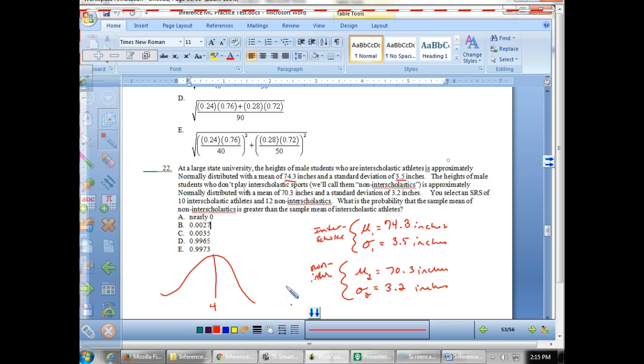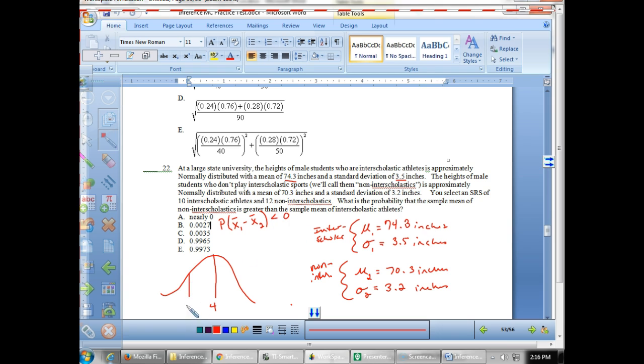So I have 4. And now under the probability that any randomly selected x bar, or that the difference between any randomly selected x bars is going to be, if I'm subtracting interscholastic minus non-interscholastic, then that should give me a positive value. But I want to know, well, when would this be bigger than the non-interscholastic? So I'm really looking for when the probability of the differences from the samples is less than 0.